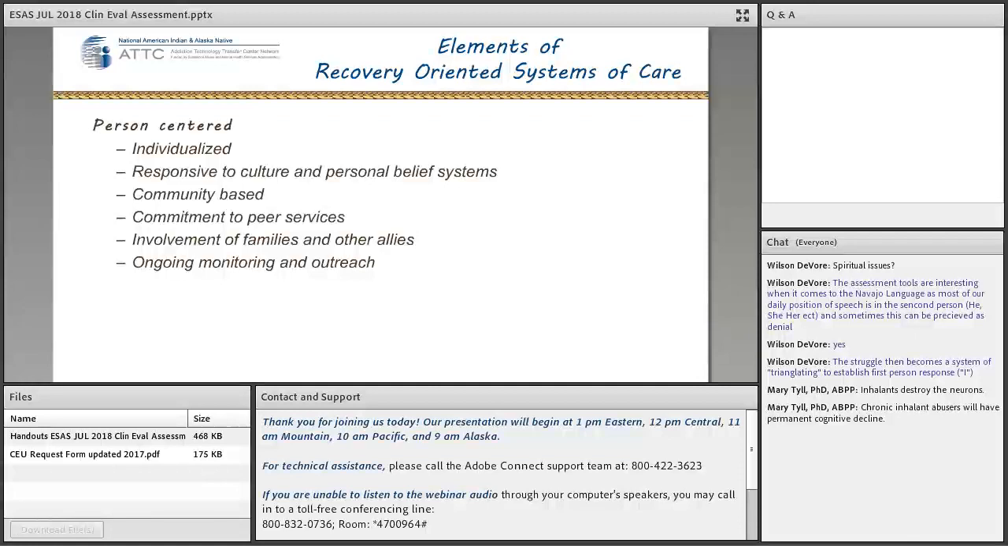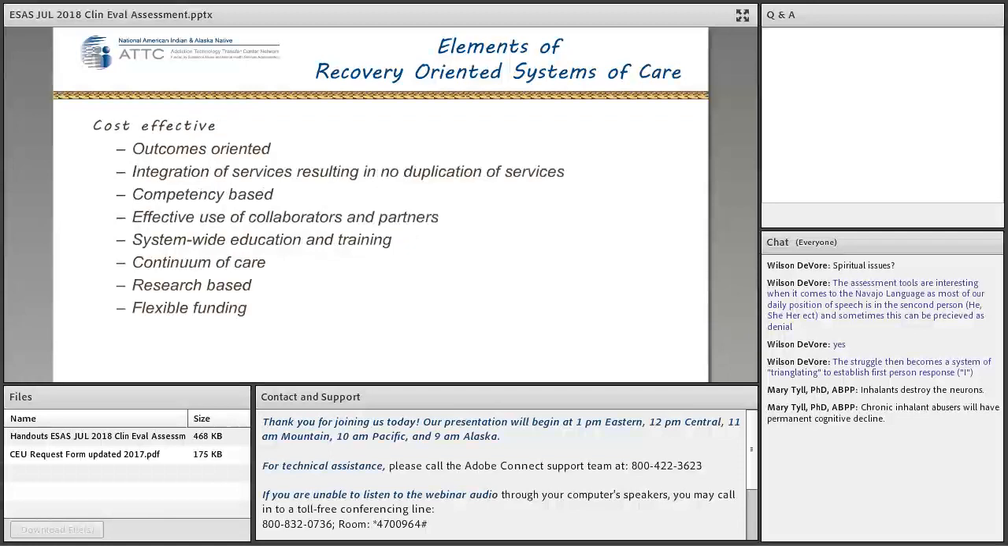One thing that might be helpful too is the use of probation officers. I actually really like probation officers to be involved if possible. They're cost effective, outcome oriented, with integration of services resulting in no duplication of services, and competency based. Looking at that, that's competency based. So a lot of these services that cannot be held within the treatment program, we are able to utilize people who have more experience, such as with culture.